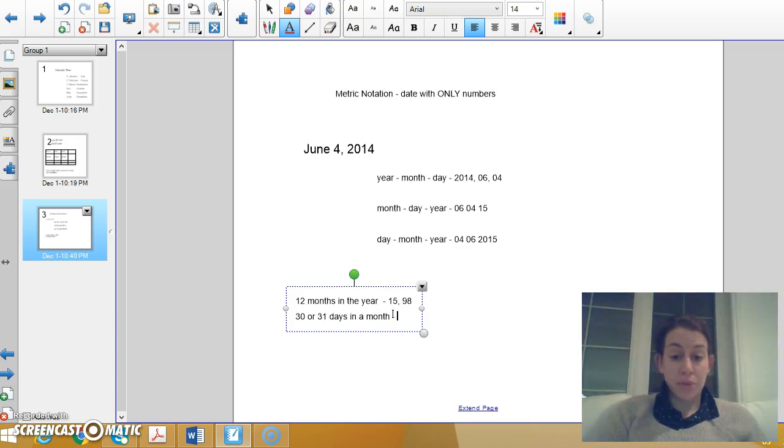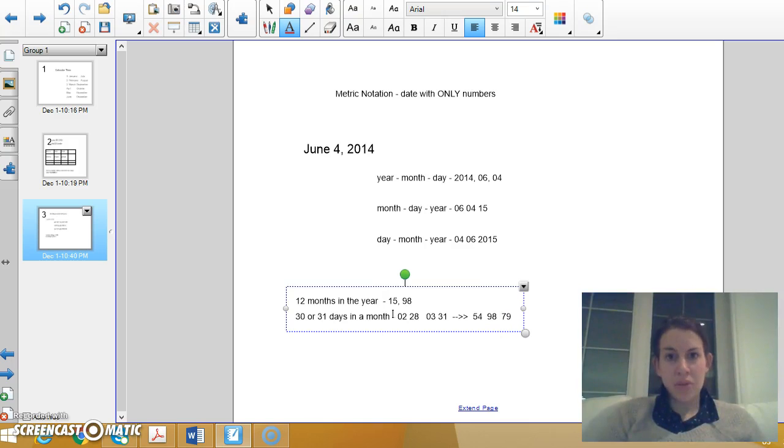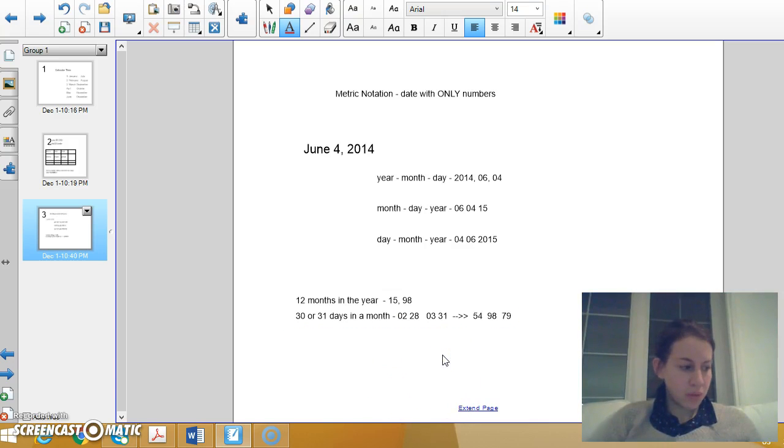You could have up to the 2nd month, the 28th day, or you could have the 3rd month and the 31st day. But if you're looking at bigger numbers, like 54 or 98 or 79, those big numbers are your year dates, right? If this is a really large number, it's probably a year. If it's a smaller number, it could be a month, a date, or a year. That's something you have to think of when you're looking at metric notation.